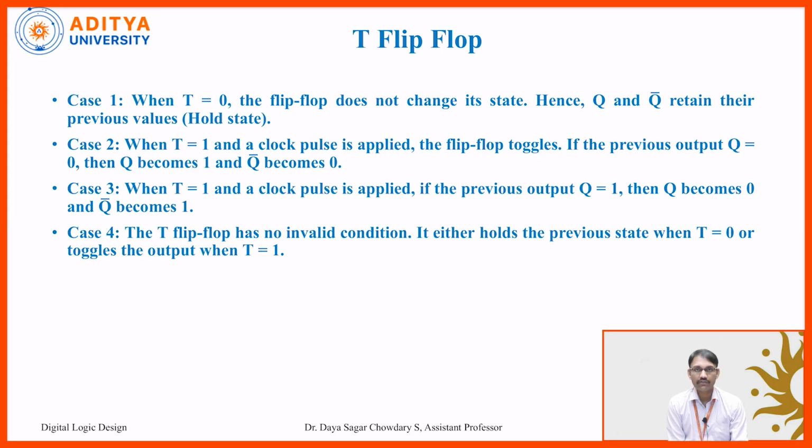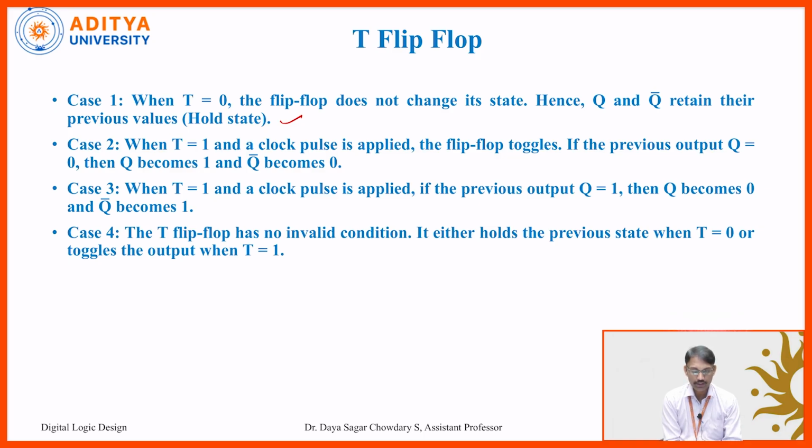Now, these are the four cases according to the excitation and characteristic equation. Case 1: when T is equal to 0, the flip-flop does not change its state. Hence, Q and Q bar retain their previous values. We call that the hold state. Case 2: when T is equal to 1 and a clock pulse is applied, the flip-flop toggles. That means if the previous output Q is equal to 0, then Q becomes 1 and Q bar becomes 0.